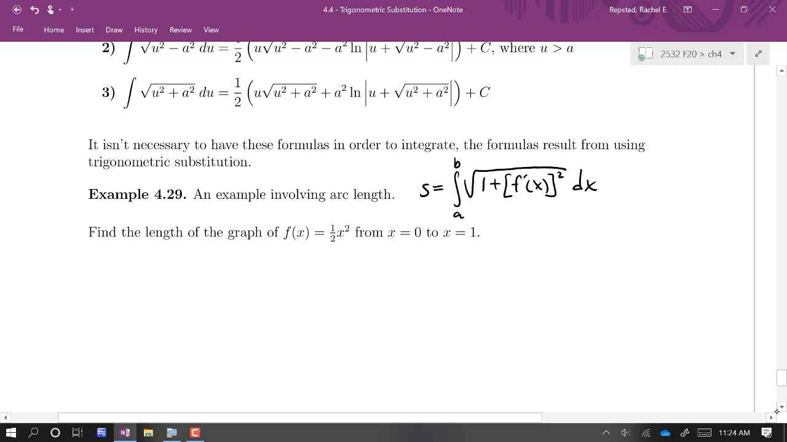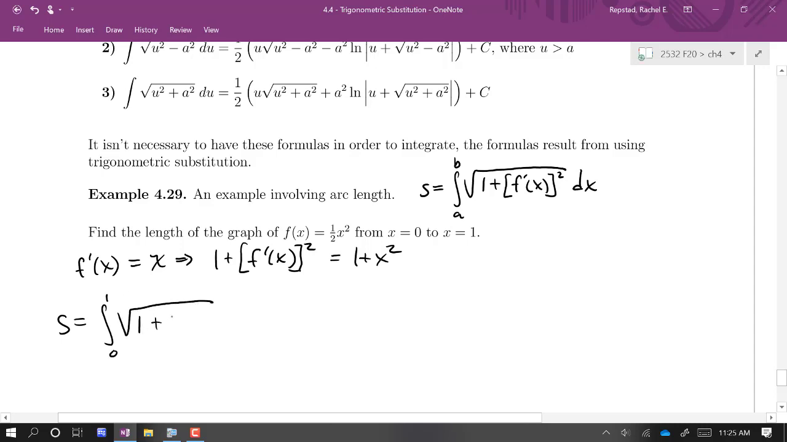And so they gave us our function, so we're going to find f prime of x, and that's pretty immediate, just using the power rule. F prime of x is x, and so that means that 1 plus the square of f prime is 1 plus x squared. And that means that to find the arc length, we want to integrate from 0 to 1 the square root of 1 plus x squared.